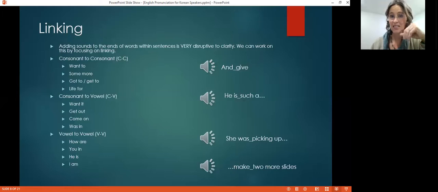I can minimize the D here. And give. And give. And give. It's not easy to do. So really just even put a teeny little pause in there if you have to.